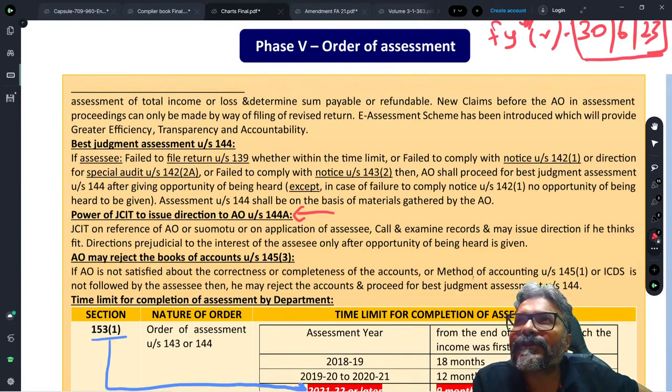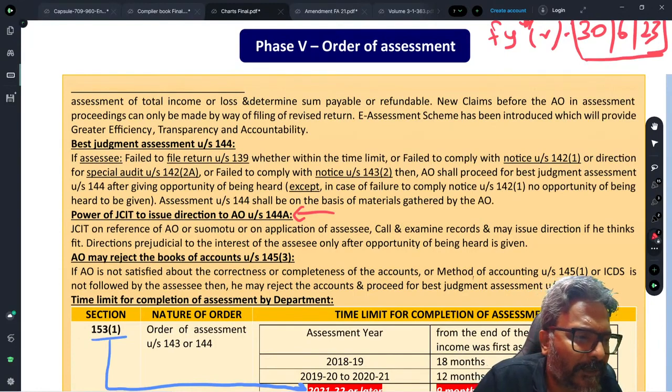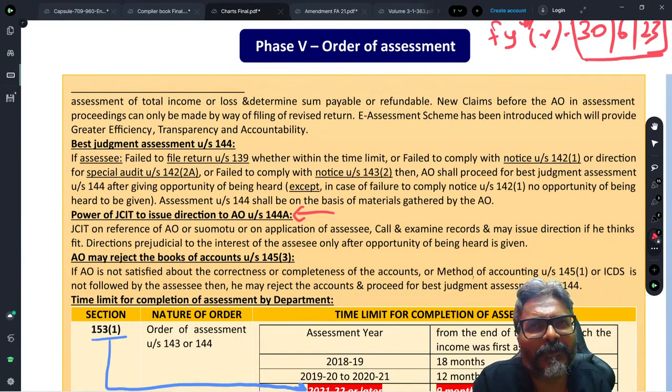Now, students, if the direction that has been given is prejudicial to the interest of the SSE, then before giving this direction, does the SSE need to be given an opportunity of being heard? And the answer is yes. In this case, the SSE will be required to be given an opportunity of being heard before the AO proceeds further with the direction and passes the order to that effect.